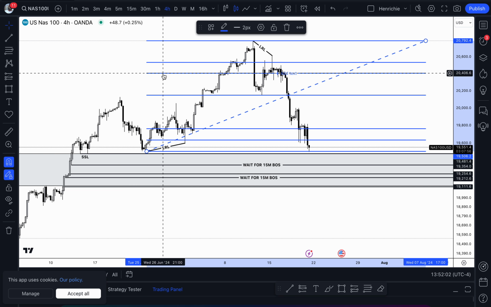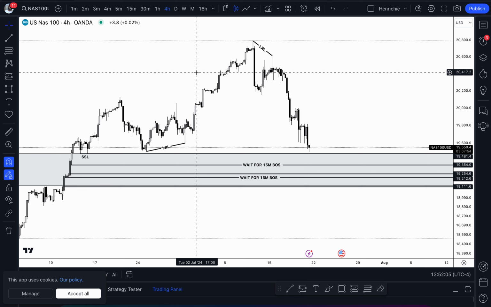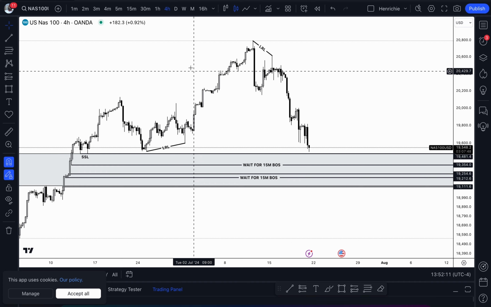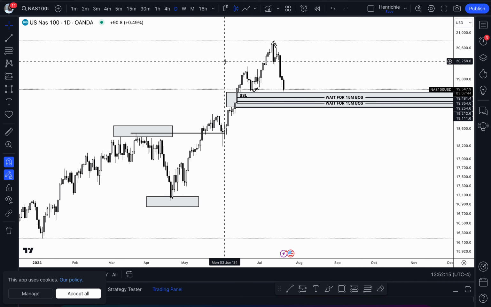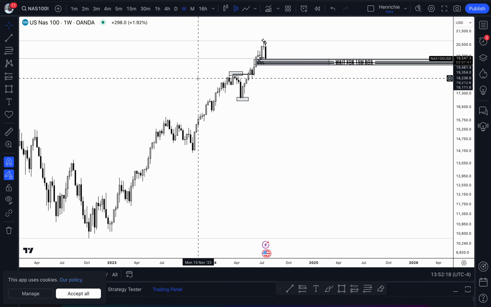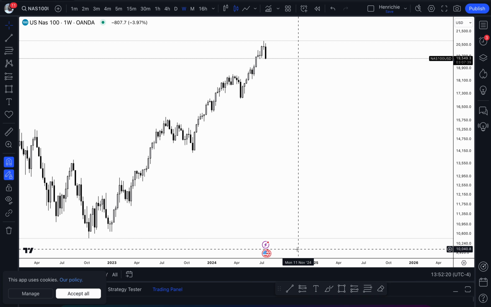Now, this doesn't mean that I'm bearish on Nasdaq. I'm very bullish on Nasdaq. I'm still looking for a potential buy to continue higher. And as you can see, I've already outlined my key level, what I'm watching very closely. And I'm going to remove this from my chart so you can see the key level.